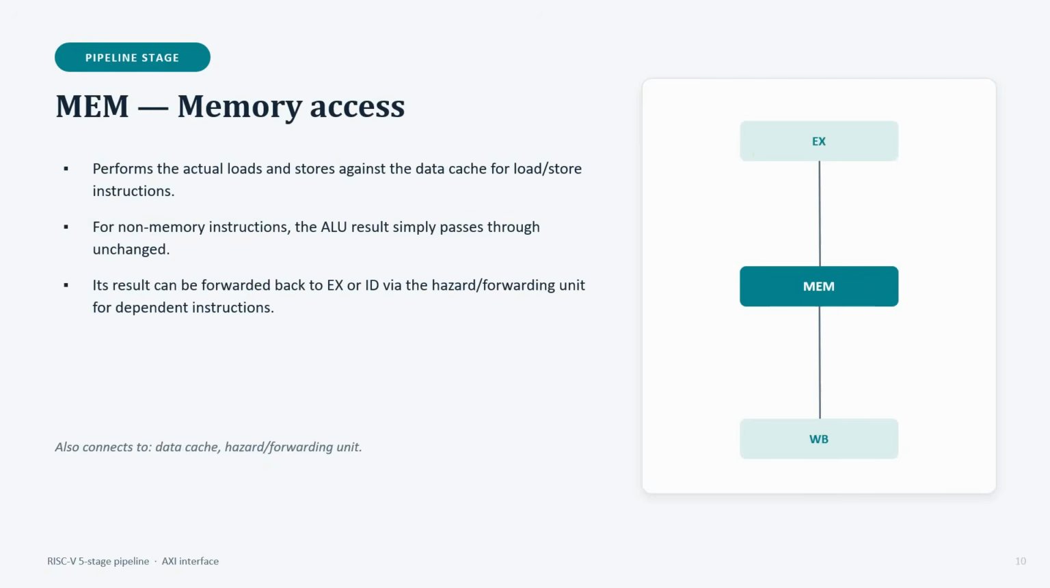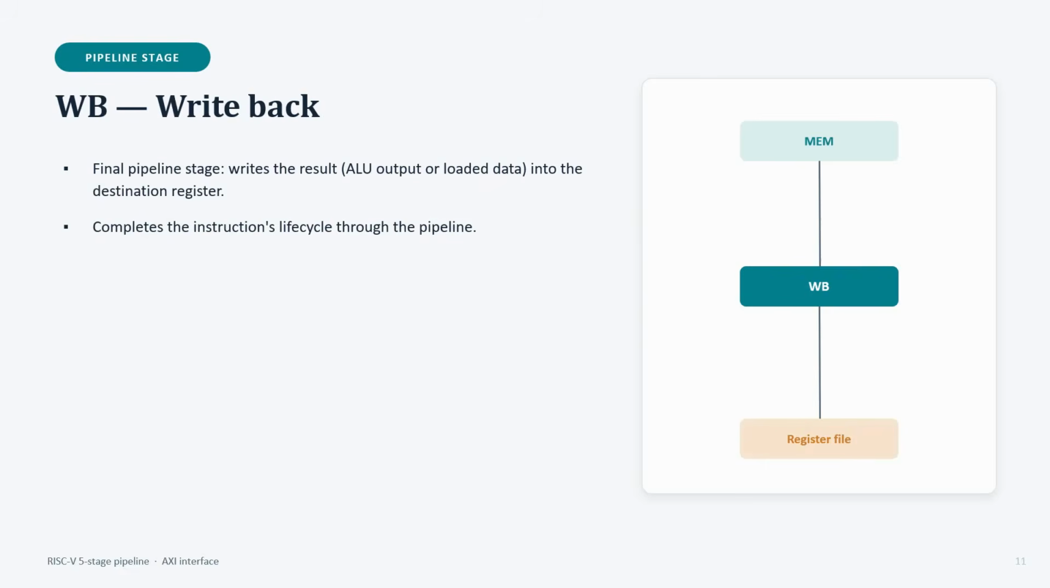And next is something known as memory access. This is the module which performs the actual loads and stores against the data cache for load or store operations. For non-memory instructions, the ALU result simply passes through unchanged. The results can be forwarded back to the execute unit or instruction decode unit via the hazard or forwarding unit depending upon the instructions. In which cases those instructions are forwarded with the hazard unit, we are going to discuss in great detail.